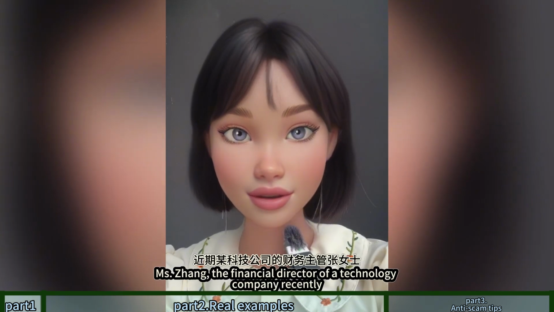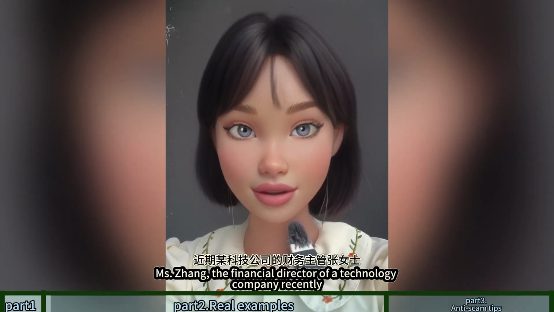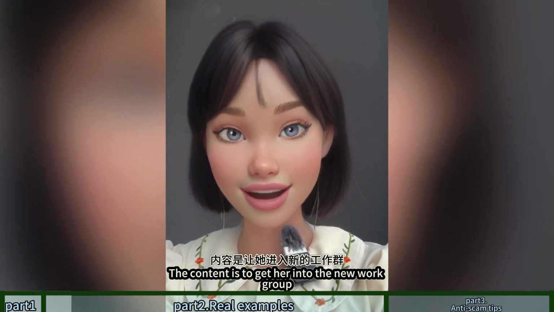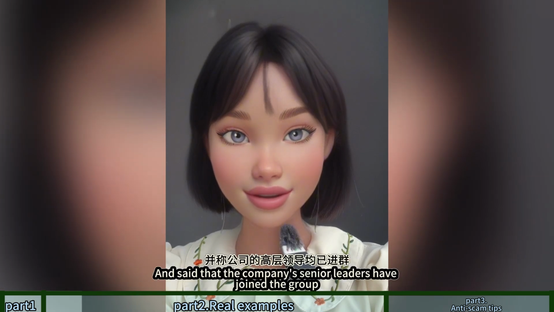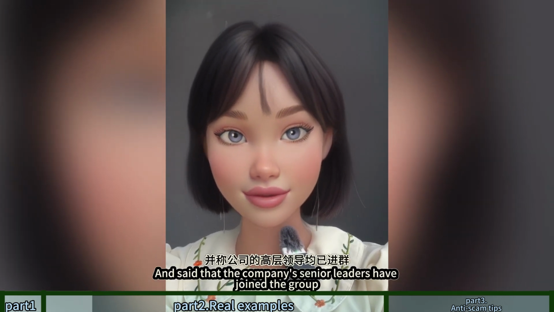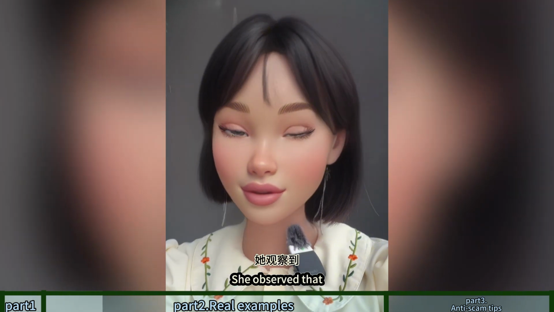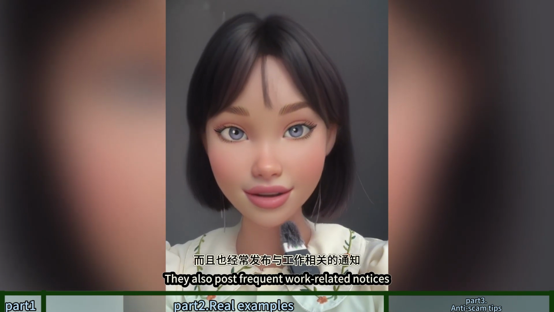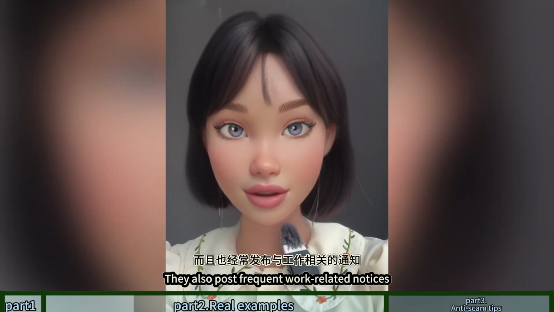Phishing email. Ms. Shan, the financial director of a technology company, recently received an email notification from the Human Resources Department. The content was to get her into a new work group, and said that the company's senior leaders had joined the group. After Ms. Shan joined the group, she observed that there were not only senior leaders of the company in the group, active figures, they also posted frequent work-related notices.